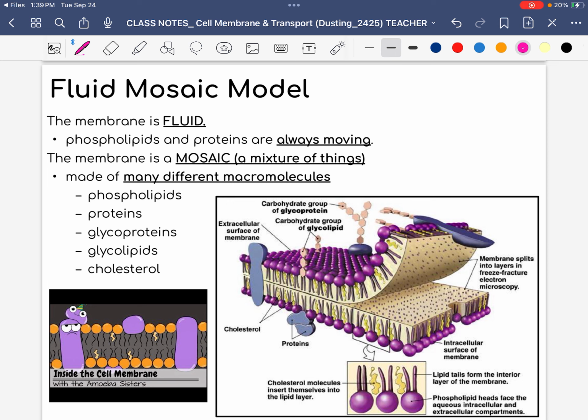So the phospholipid bilayer is not just made of phospholipids. It's actually made of lots of different things. And it's not a fixed, solid structure. It's like a semi-liquid, so it is very movable and very flexible, and there's lots of different stuff stuck into it. The word fluid means that it's moving. It's always moving.